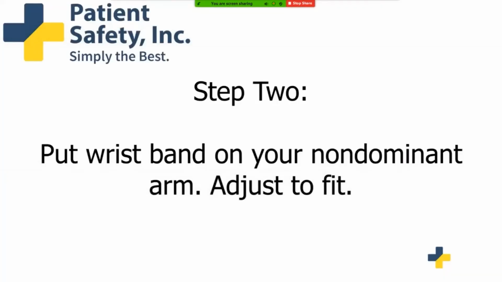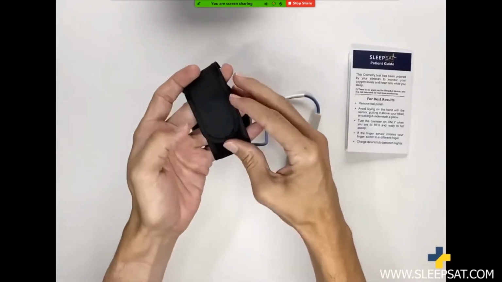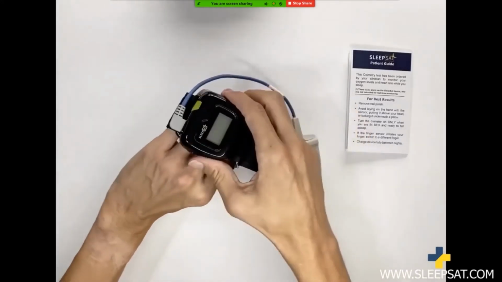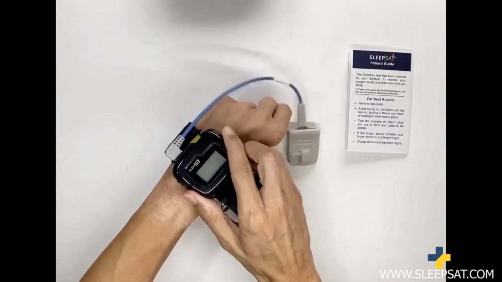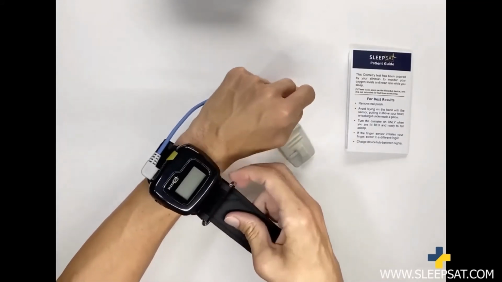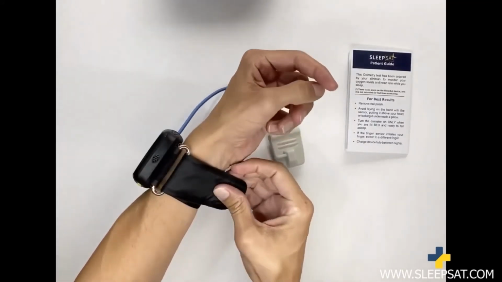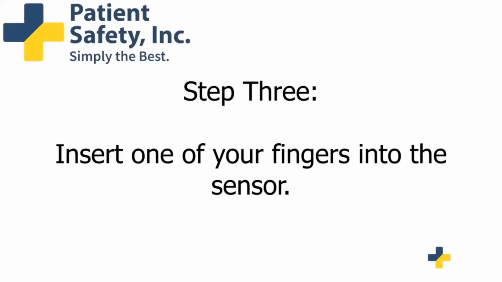Step 2, put wristband on your non-dominant arm. Adjust to fit. Step 3, insert one of your fingers into the sensor. Make sure your finger is inserted completely. Your fingertip should touch the end of the sensor.